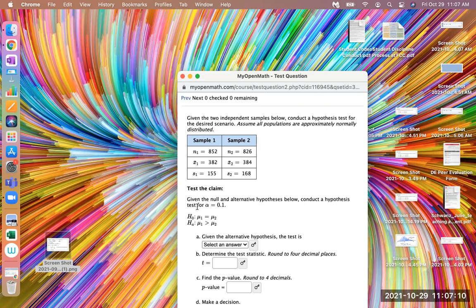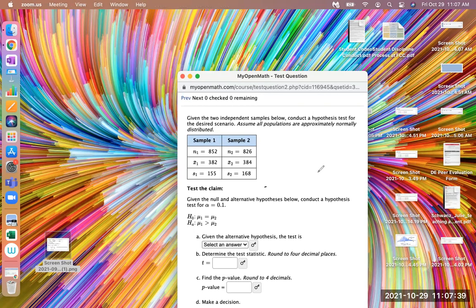And they say, test the claim. Given the alternative hypothesis below, conduct a hypothesis test for alpha equals 0.1. They already show us that the null hypothesis is always that the two populations are equal. And then the alternative hypothesis, in this situation, is that population 1 is actually larger than population 2.